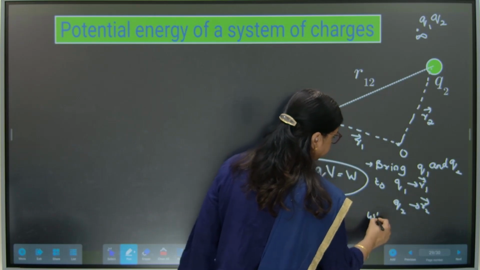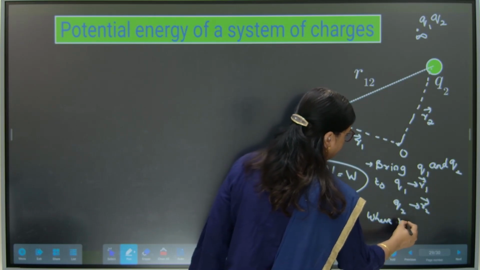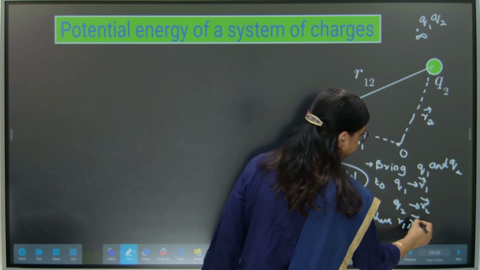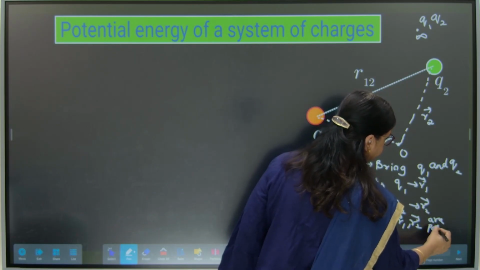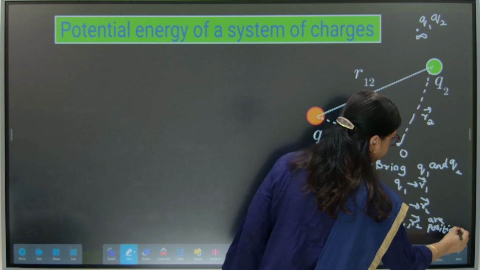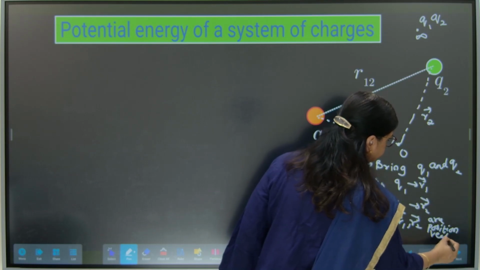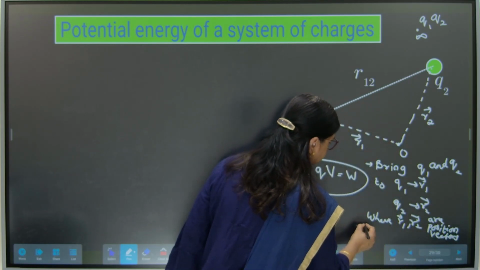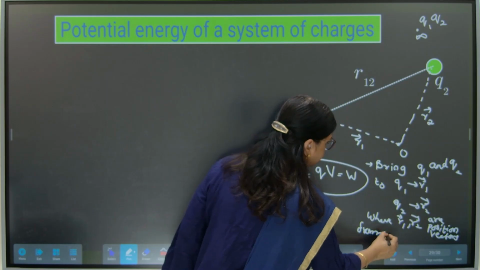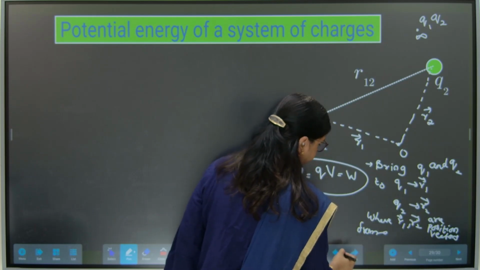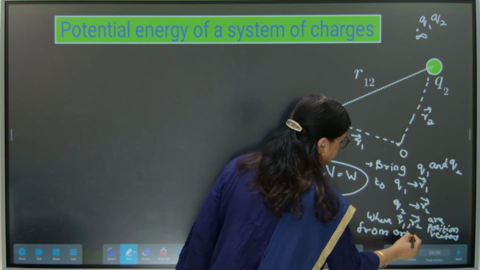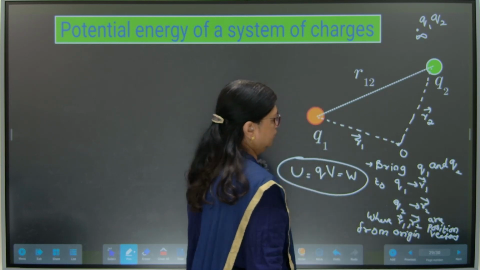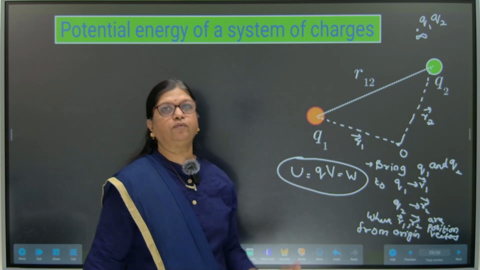Here, R1 and R2 are position vectors from the origin. Okay, so I have written what I want.